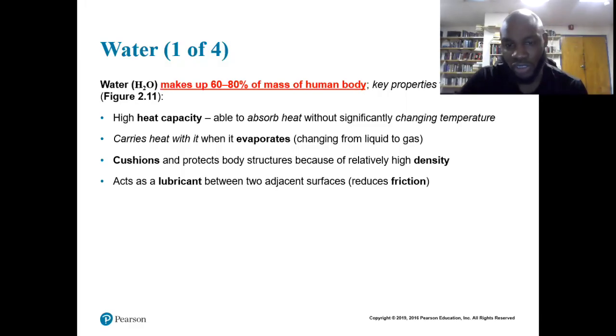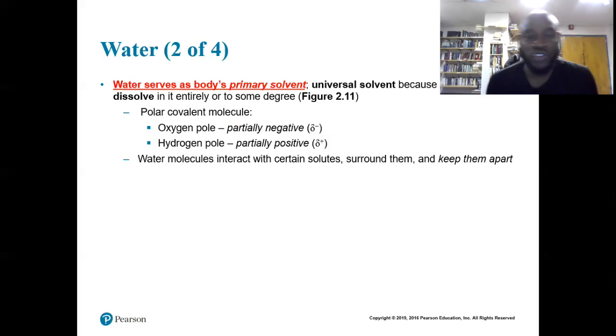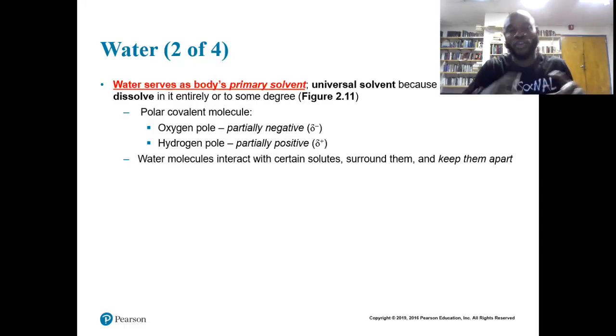Water provides a cushion to help for the structure of the body. Water acts as a lubricant between two adjacent surfaces. In a lot of your joints, there's water to help lubricate. Water serves as the body's primary solvent. Some people call it the universal solvent because so many things dissolve in water. There are things that do not dissolve in water. We'll talk about those, but remember, water has a partially negative and a partially positive side. Remember, we talked about it as a polar covalent bond.